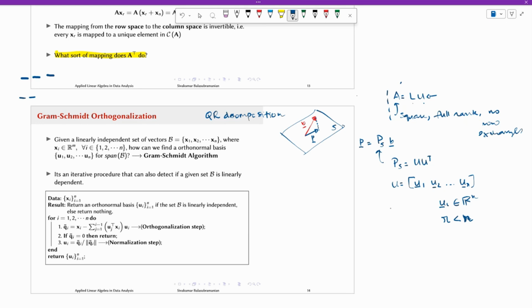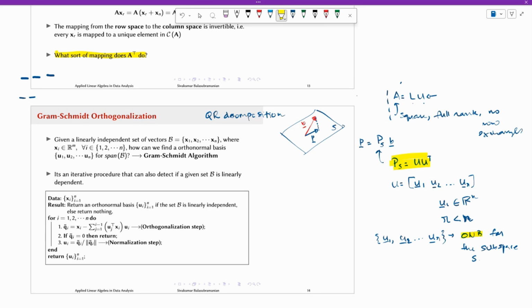And what was special about the vectors u1 to ur? Remember? What is special about them? They formed an orthonormal basis for subspace S. Okay. So to compute the orthogonal projection matrix onto a subspace S, what we need is an orthonormal basis for that subspace.